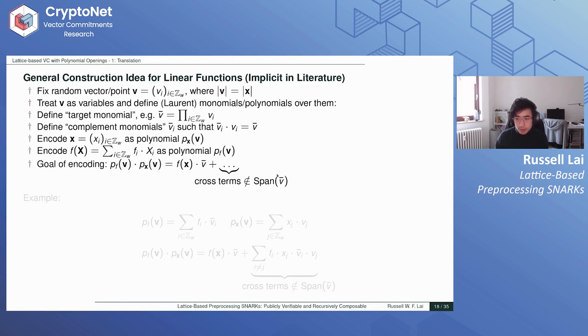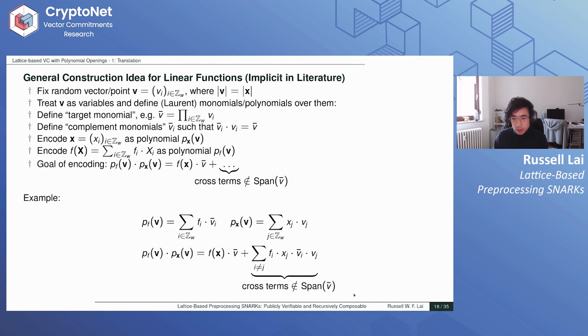So this is a little bit abstract, therefore let me give you a concrete example which we will use for the rest of the talk. For example, we can encode our function f as a sum of these complement monomials with coefficients given by fi, and we can encode x as the following sum, which is xj times vj. And we notice that if we define these two encodings in this way, then when we multiply them together, we indeed get f of x as a coefficient for the target monomial, and all the other cross terms are of the following form. They are a summation of these cross terms vi bar times vj with coefficients given by fi times xj, with all i not equal to j. What's important about these terms is that none of them is in the linear span of V bar.